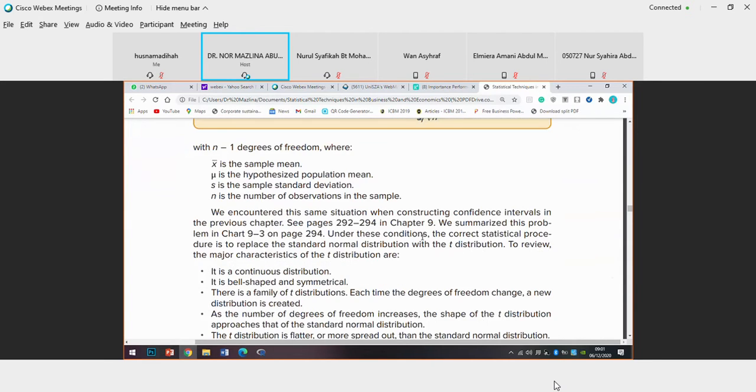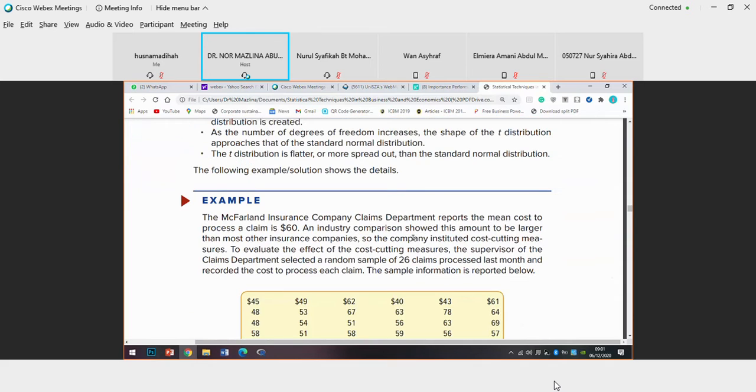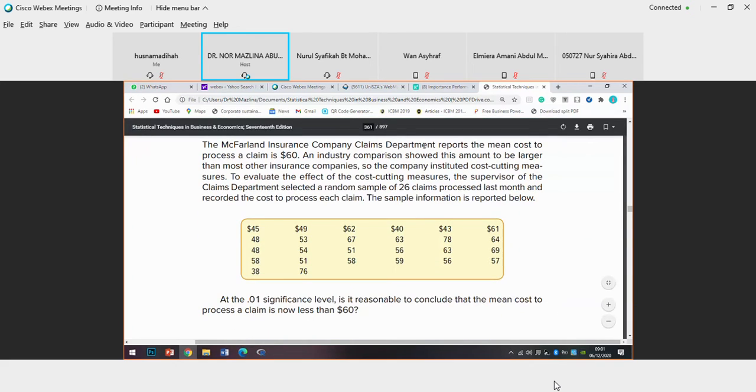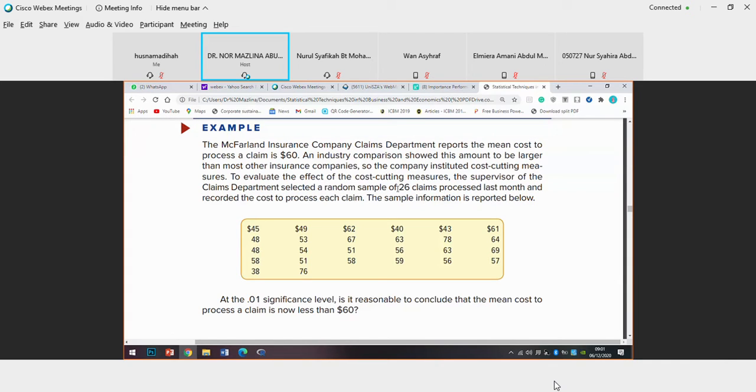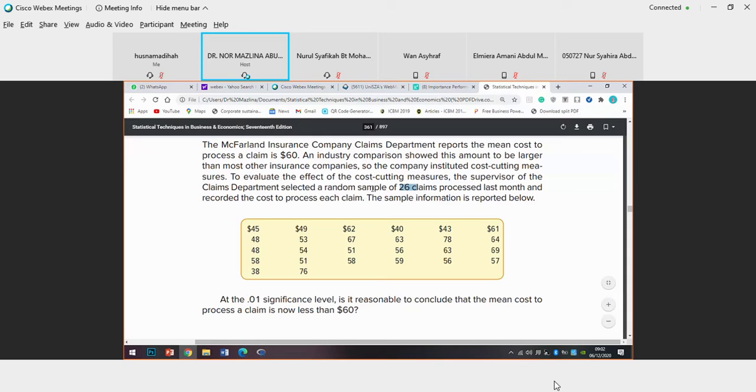Biasanya masa ni pun population standard deviation is unknown. Right? So for example, we have here insurance company claims that mean cost to process a claim is $60. Now dia ambil 26 claims dan tengok berapa cost. So sini ada 26 claim kan. Jadi 26 claim bermaksud less than 30. So in this case, you don't know what is population standard deviation. Jadi dua perkara kat situ. Dalam sample size kecil dan population standard deviation is unknown. Therefore, we're going to use t-test.